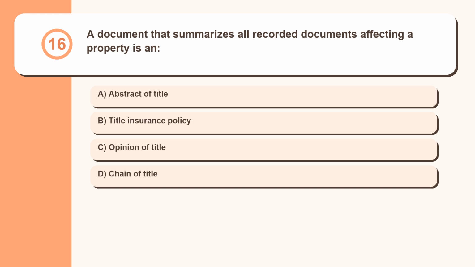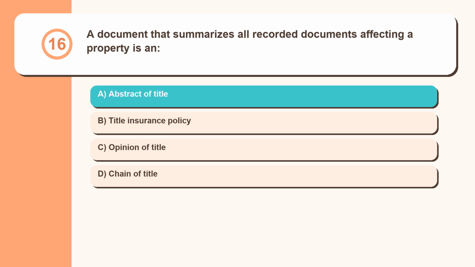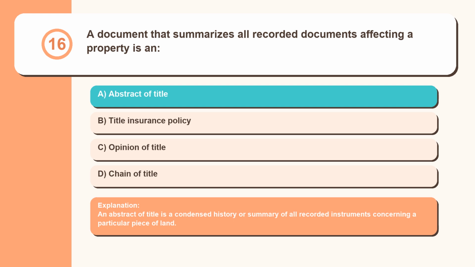Question 16. A document that summarizes all recorded documents affecting a property is an abstract of title, title insurance policy, opinion of title, chain of title. An abstract of title is a condensed history or summary of all recorded instruments concerning a particular piece of land.